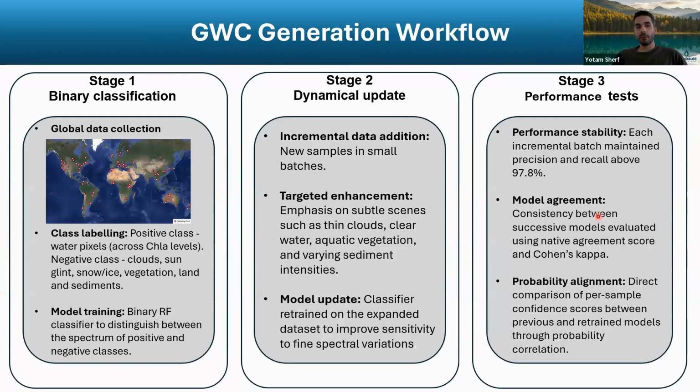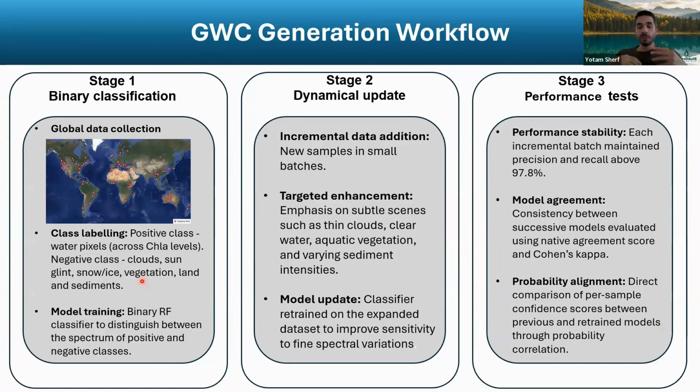This is the general workflow of the Global Water Classifier. It is built from 3 different stages. The first is a binary classification on the 100 different water bodies. We assign a positive class and negative class. So the positive is water pixels across chlorophyll-a levels, and the negative is cloud, sunglint, snow, ice, vegetation, and more. We train a random forest classifier to distinguish between them as a binary classifier.